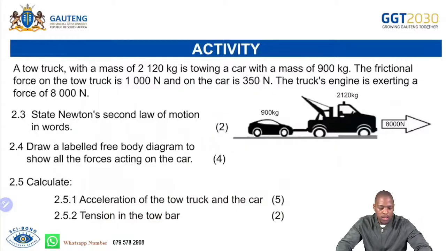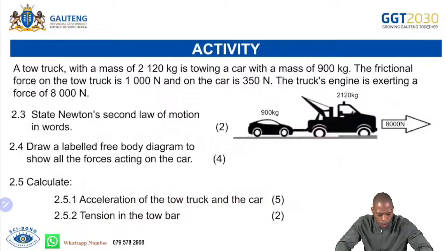Question number 1 says, state Newton's second law of motion. When a net or resultant force is applied to an object of mass m, it accelerates the object in the direction of the net force. The acceleration is directly proportional to the net or resultant force and inversely proportional to the mass of the object.